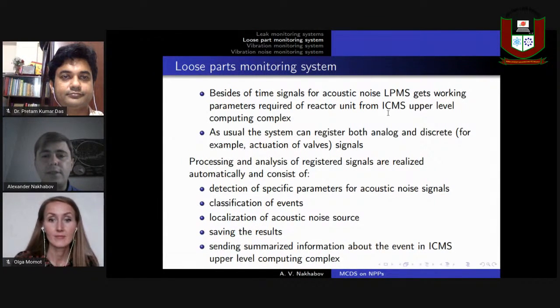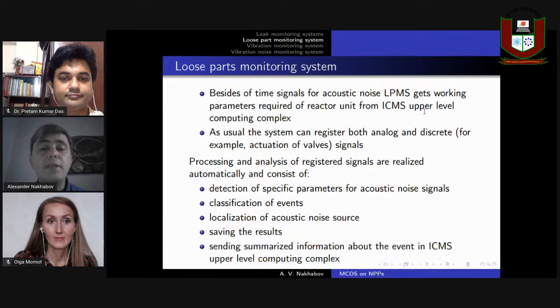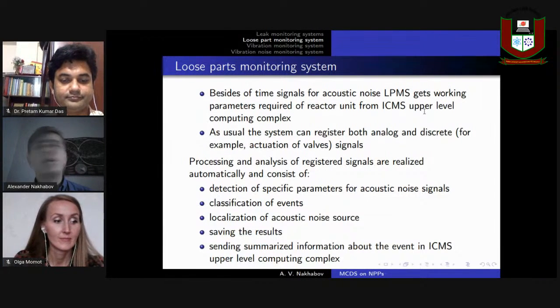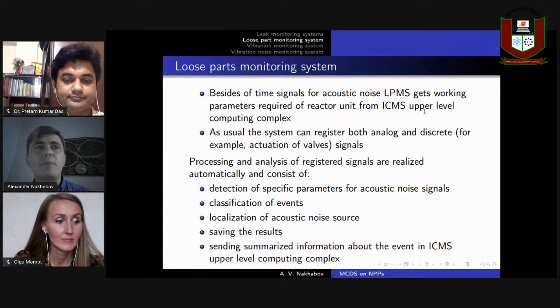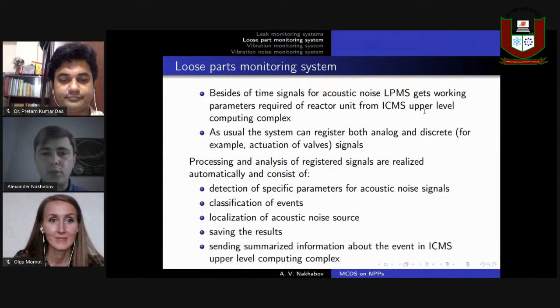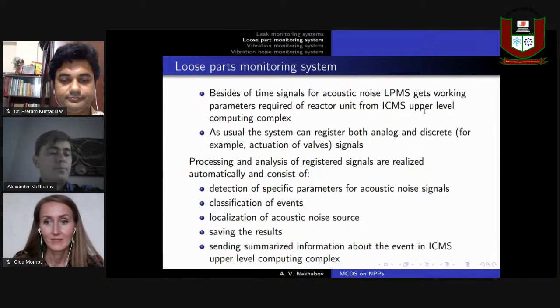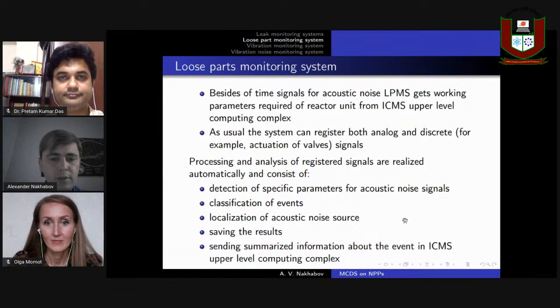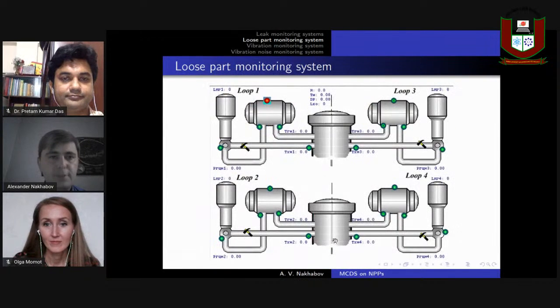This abbreviation is actually the instrumentation and control management system, upper level computing complex. It means that all our systems, as I said, work not separately, but in one, I don't know, like a cloud, because we have at every moment some interchange of data between different kinds of systems. Okay, I'd like to make an accent only on several points here. Actually, this information was presented on the previous slide in the scheme.